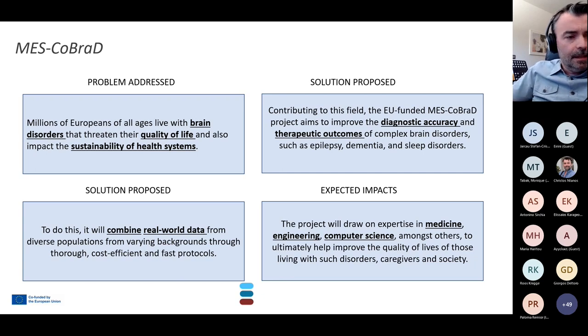The general idea behind the MES CoBraD project is the problem which it tries to address, which is that millions of Europeans of all ages live with brain disorders that threaten their quality of life and also impact the sustainability of the health systems where they are treated. The proposed solution is that the MES CoBraD project aims to improve the diagnostic accuracy and therapeutic outcomes of complex brain disorders, such as epilepsy, dementia, and sleep disorders. To do this, it will combine real-world data from diverse populations from varying backgrounds through cost-efficient and fast protocols, and the expected impact is that the project will draw on expertise in medicine, engineering, computer science, among others, to ultimately help improve the quality of lives of those living with such disorders, caregivers, and society.